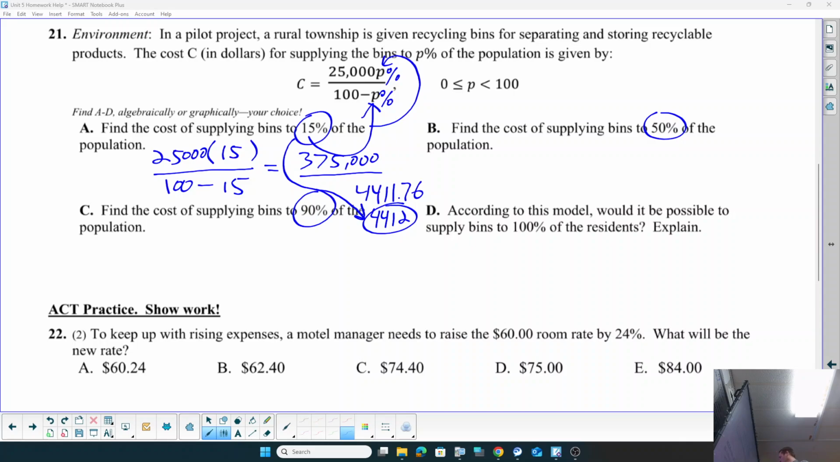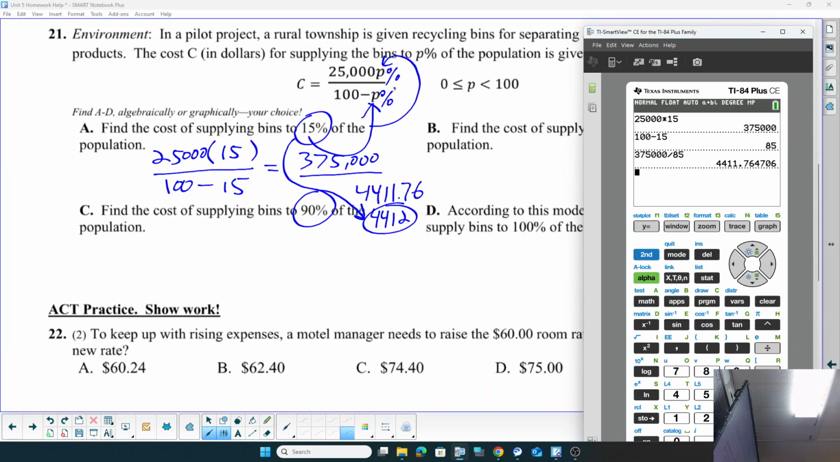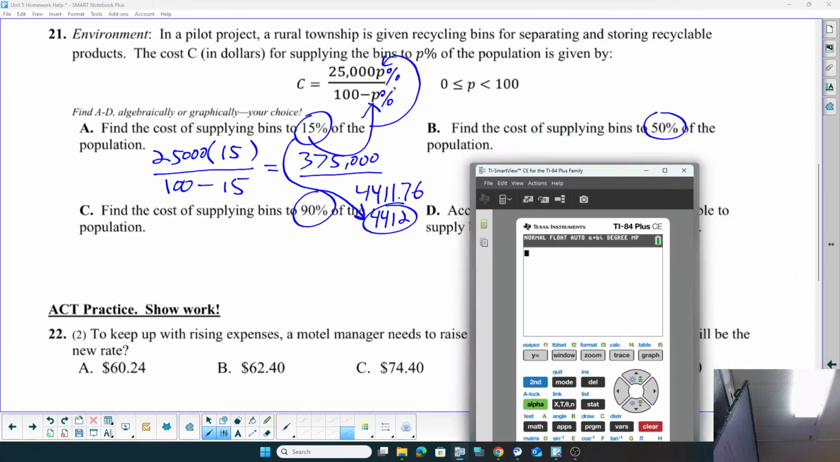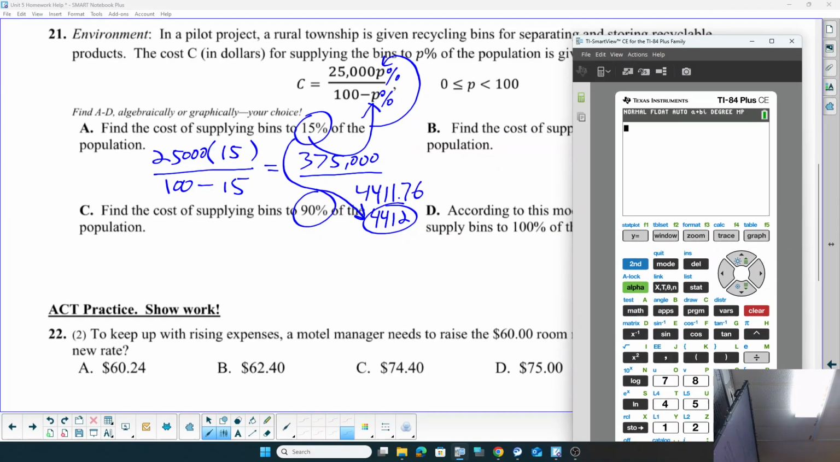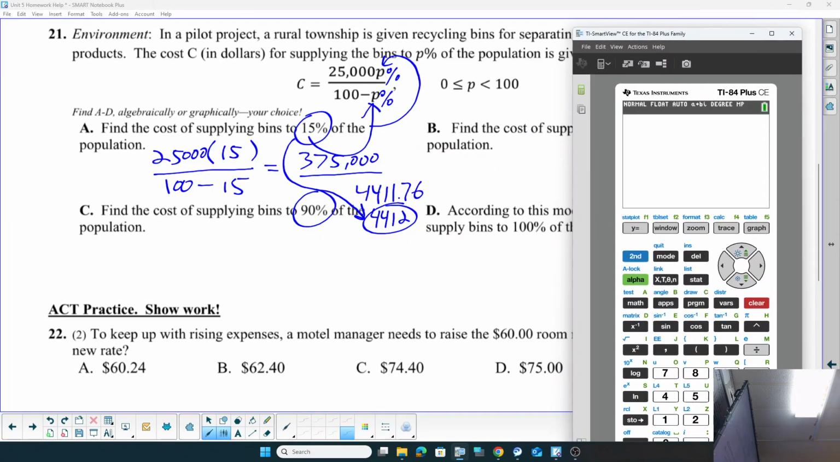Mr. Nubo, is there a faster way to do this? Oh, I'm glad you asked. There certainly is. So the next one is going to be 50%. So why don't we go ahead and just store 50% there into x.